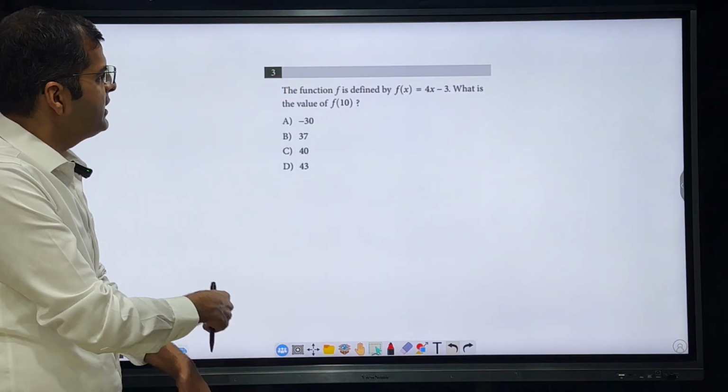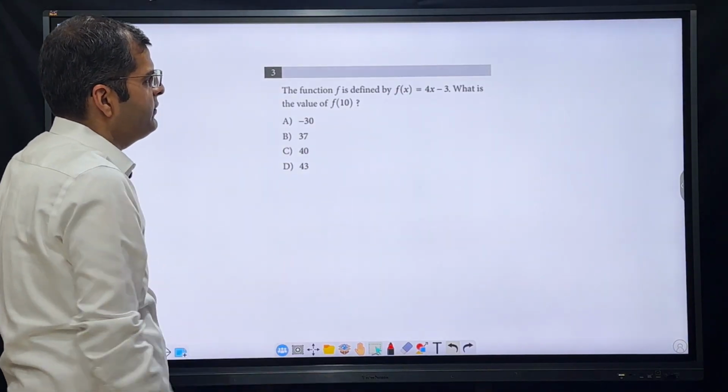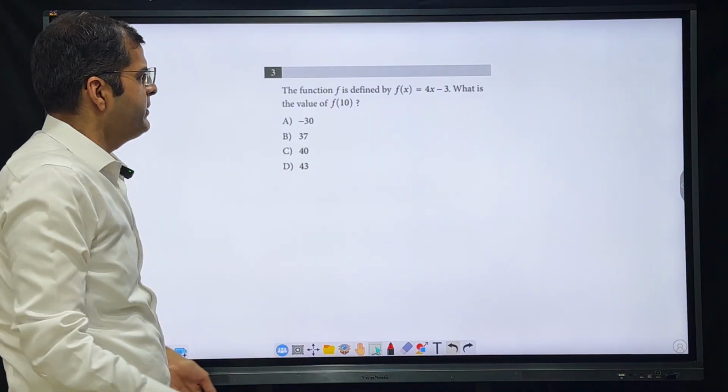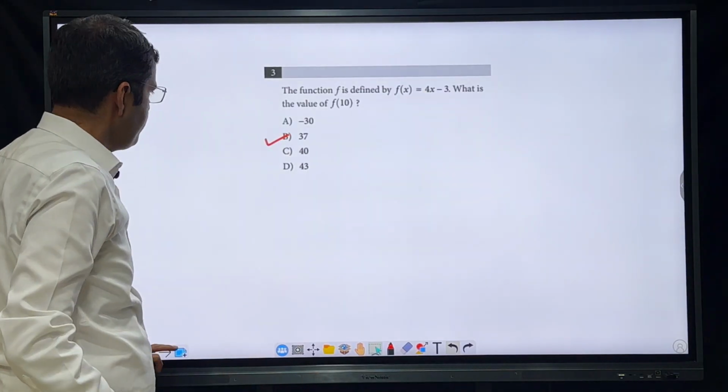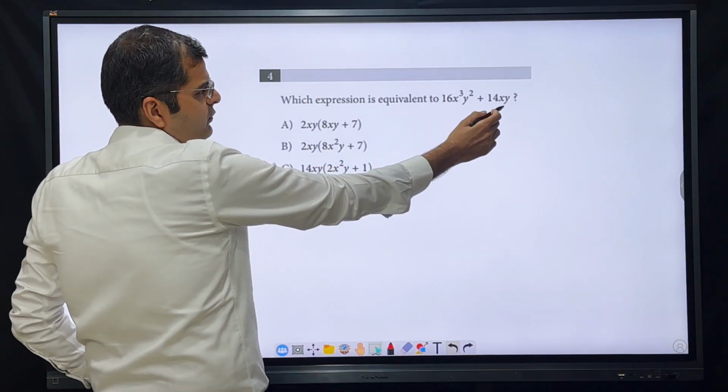Now this question says the function f is defined by f of x equal to 4x minus 3. What is the value of f of 10? You put 10 instead of x, that is 4 into 10, 40. 40 minus 3 is 37. Option B is correct.